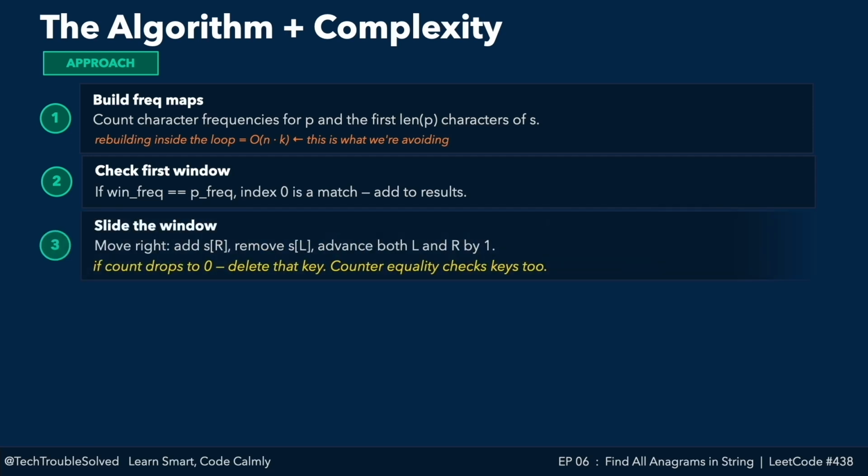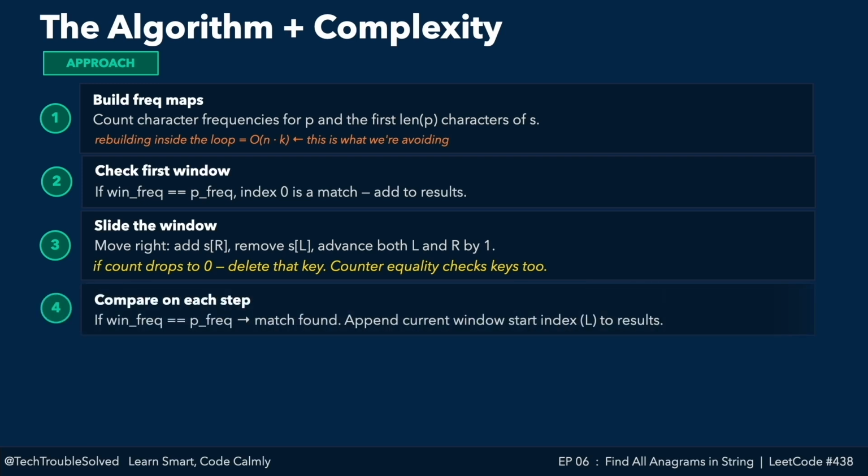Decision 3. One in and one out. Never rebuild. One character enters on the right. One leaves on the left. The map stays live. This is what keeps it O(n). Each slide is O(1). One increment, one decrement, and a delete if the count hits 0. Three operations at most. No nested loops, no matter how long S is.